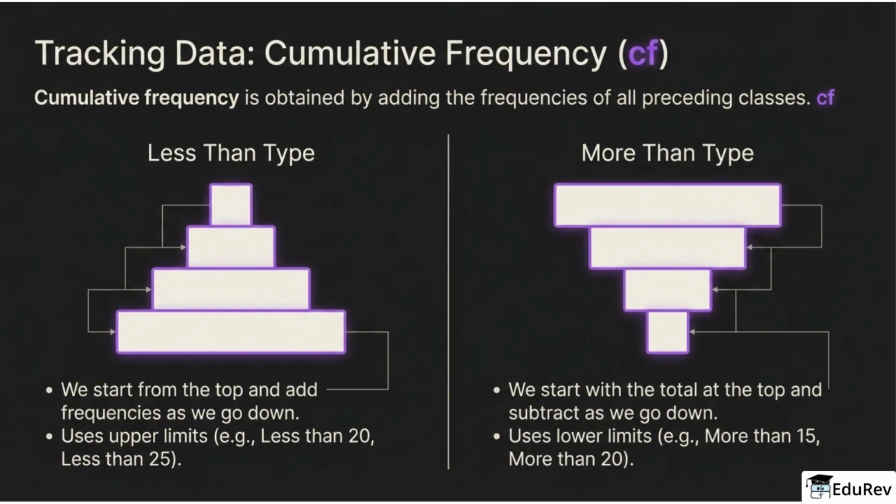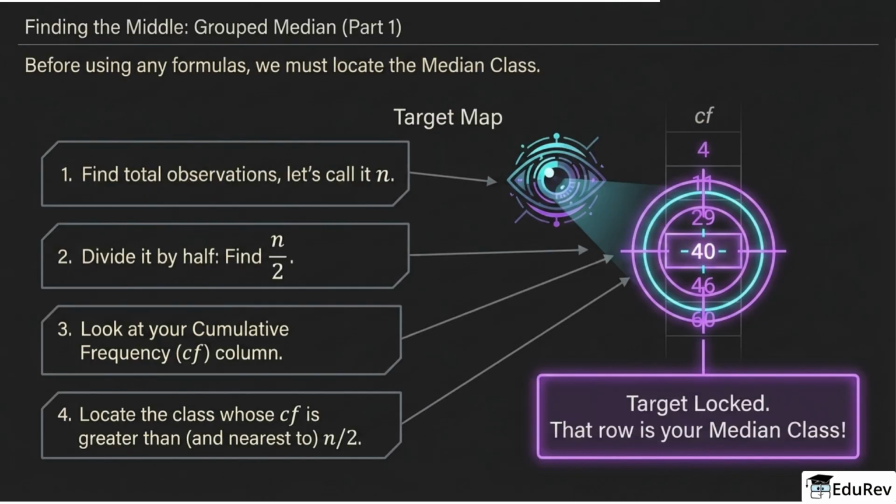Armed with a cumulative frequency, we can now hunt for the exact middle of our data. Before using any group median formulas, we must locate the median class. Think of this as locking onto a target. Here is the 4-step process. Step 1. Find the total number of observations and let's call it n. Step 2. Divide it by half to find n divided by 2. Step 3. Look directly at your cumulative frequency column. Step 4. Locate the class whose cumulative frequency is greater than and nearest to n divided by 2. Target locked. That row is your median class.